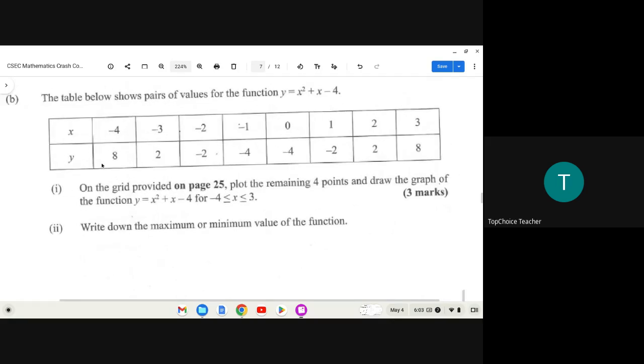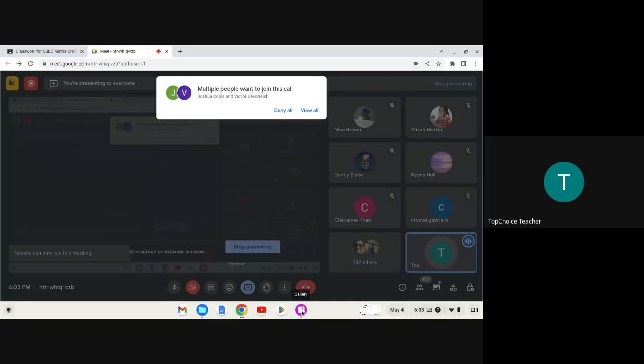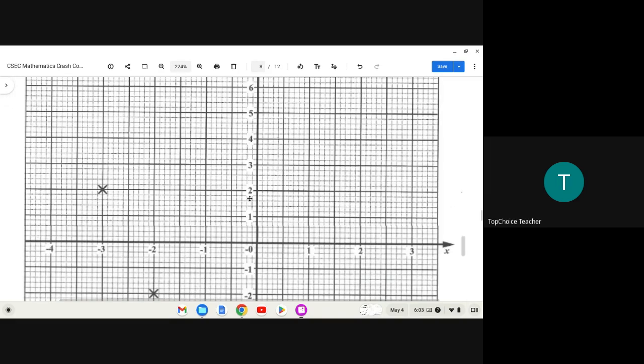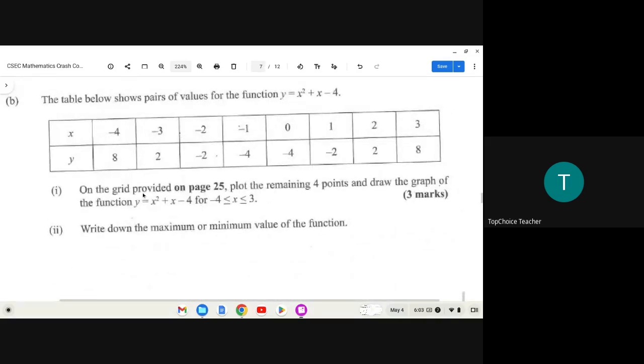They give you this table, and these are coordinates on the curve of this function here: y is equal to x squared plus x take away 4. Right, so this is our quadratic equation. We have some points, and they want us to plot this graph. We'll plot the graph just now. Let's read what else they have over here. On the grid provided on page 25, plot the remaining 4 points. So they actually plot some for you. You just need to plot the last 4 points. That's so easy. And draw the graph.